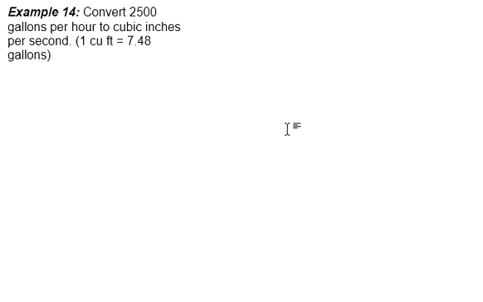14. Convert 2,500 gallons per hour to cubic inches per second. We're given that 1 cubic foot is equal to 7.48 gallons. Okay, so we have 2,500 gallons per hour. Make sure this is a fraction: 2,500 gallons in 1 hour, and we're going to convert that.